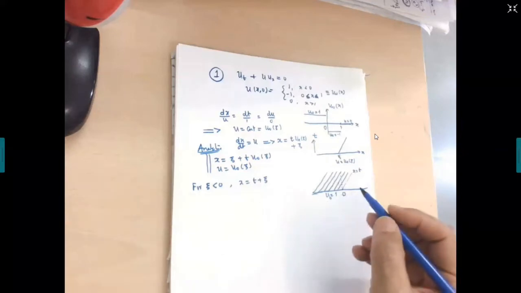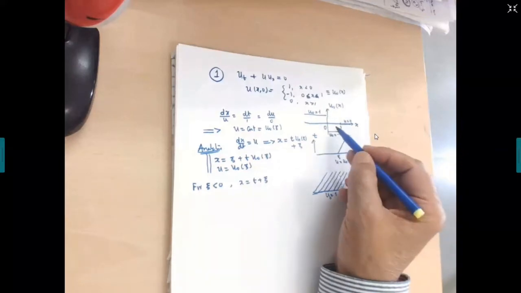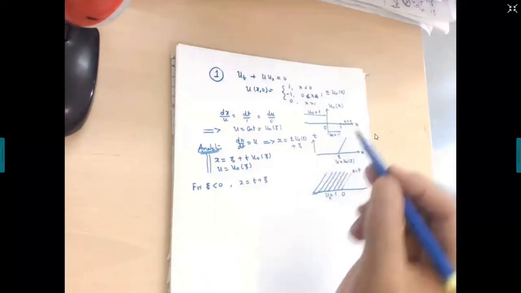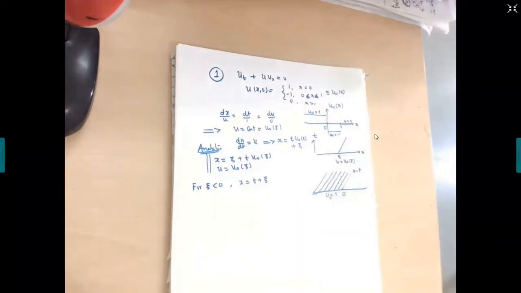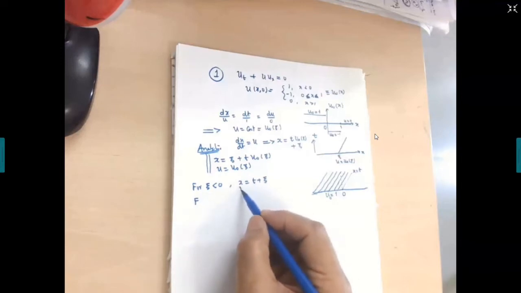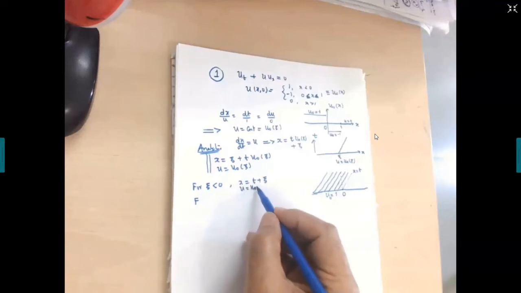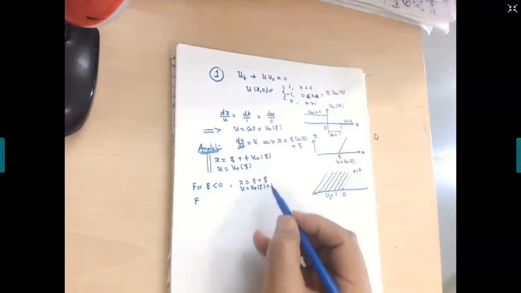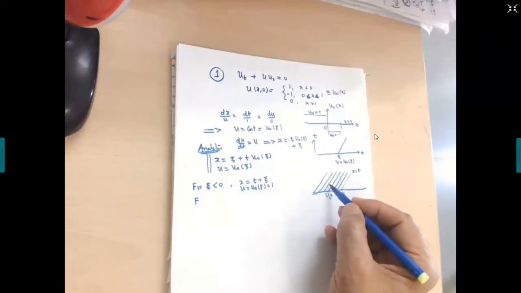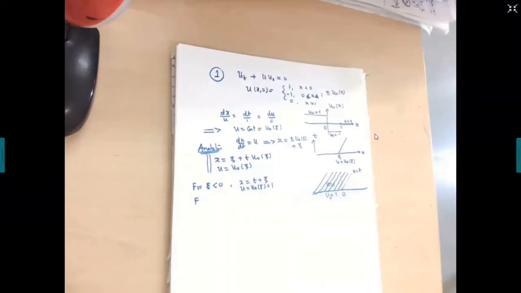What happens for the characteristics issuing from this part of the real line, 0 to 1? It will be x equal to xi minus t. Along this, I will write u is equal to u naught of xi, that is your 1. So all these characteristics will take the value u is equal to 1. Am I right?